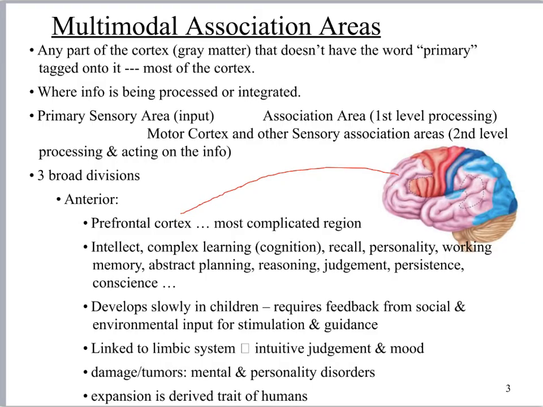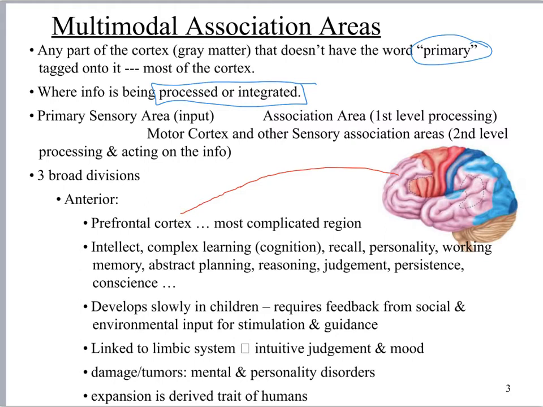All right, so again, I'm not going to spend a lot of time reading my note slides to you, so you have the information on them. With these multimodal association areas, this is where you're going to be integrating different areas to work together. If you're trying to figure out what's an association area, if it doesn't have the word primary in it, which is most of the cortex, then it's an association area. This is where you actually do the bulk of your processing and integration of the information.